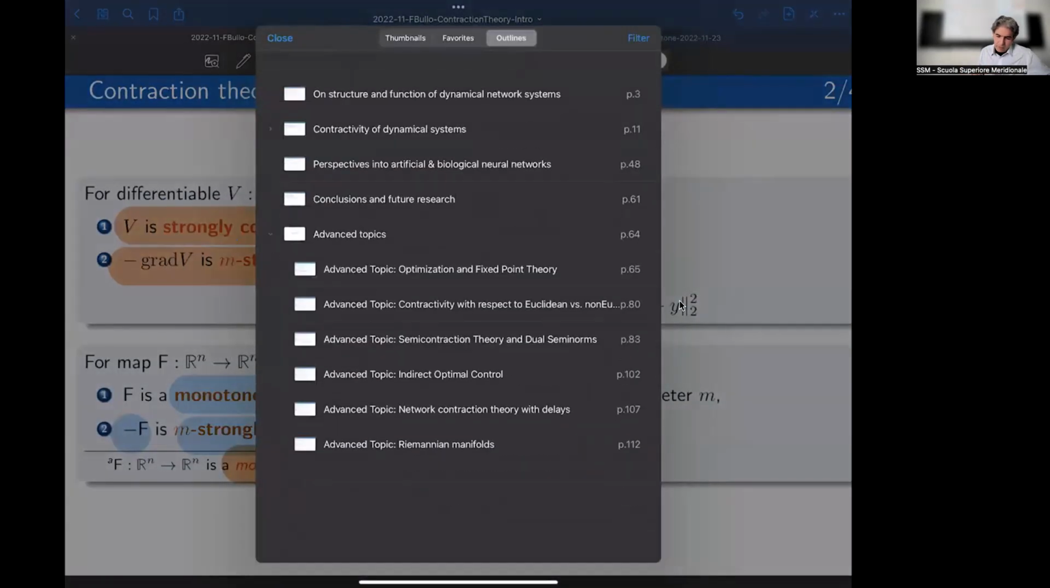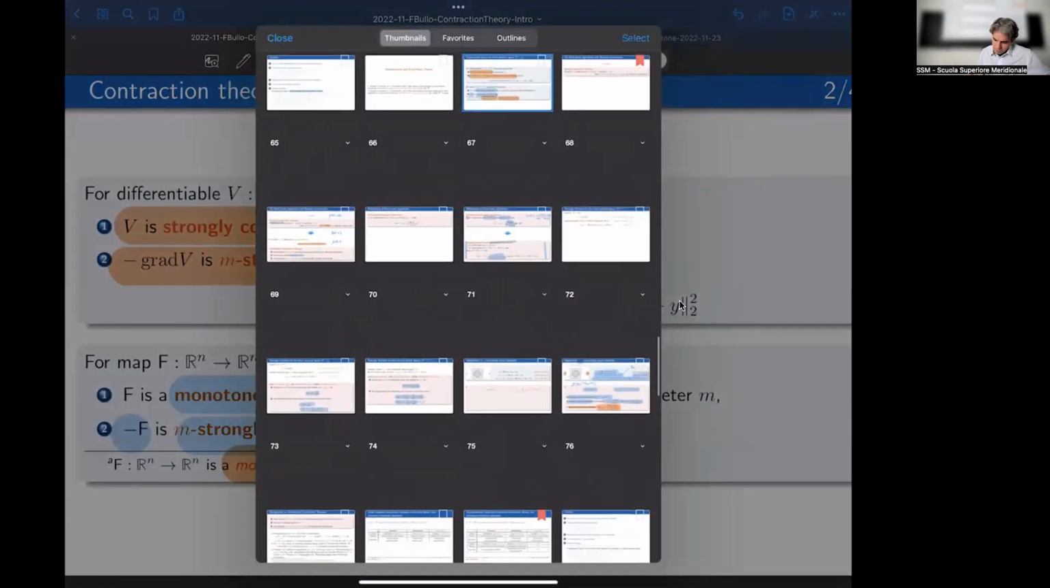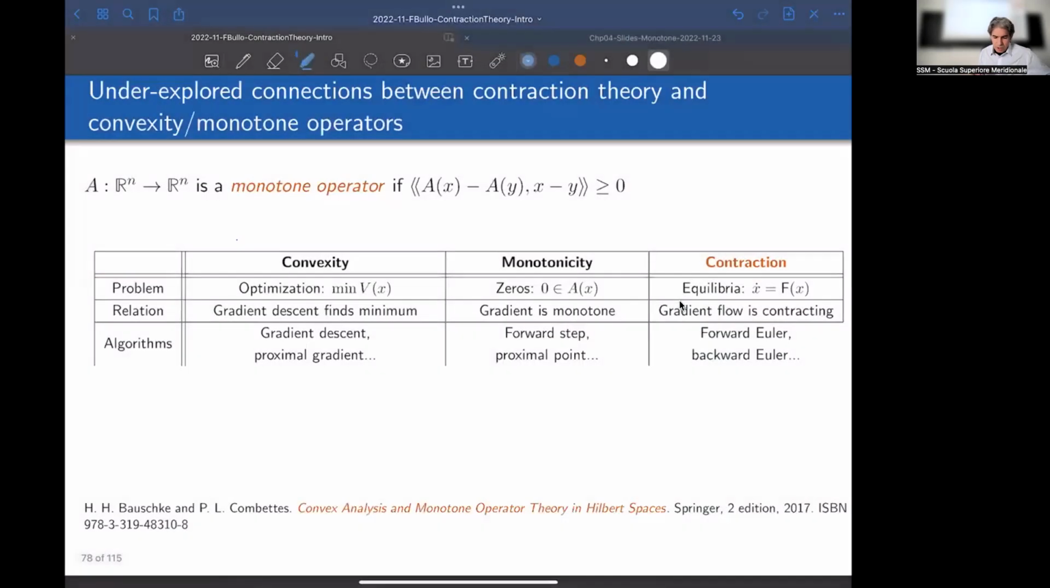In fact, in general, all of these connections between contraction theory, convex functions, convex optimization, and this generalization of convex optimization, which is called the theory of monotone operators, there are a lot of interesting connections between them, many of which are relatively well understood. If I'm minimizing a convex function, or finding a zero of an operator, or computing the equilibrium of a contracting vector field, these are all the same problem.